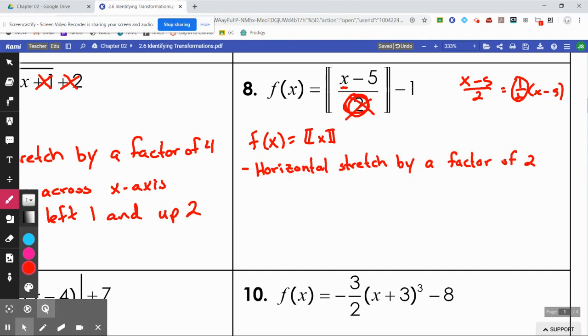And the only other 2 transformations I have are translations. Inside with the x, I have a -5, which would move it right 5, opposite. At the end, I have a -1, which would move it down 1, and that's it. Translations, right 5 and down 1. Okay, number 9.